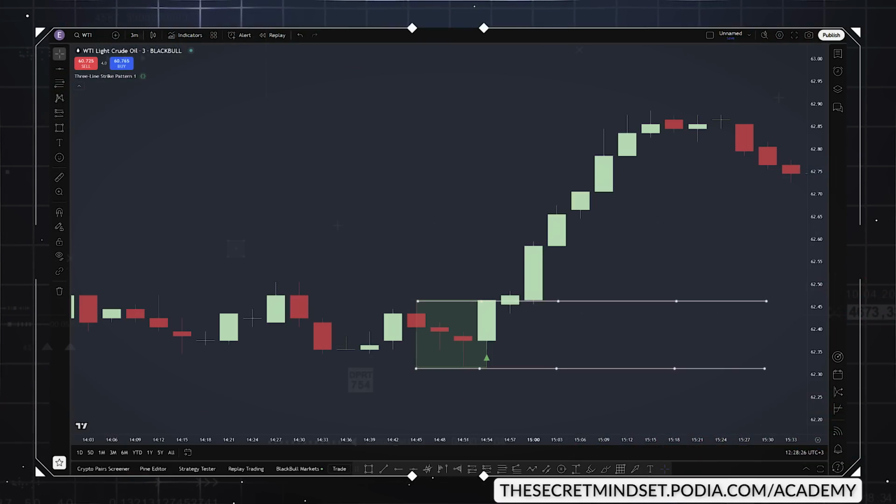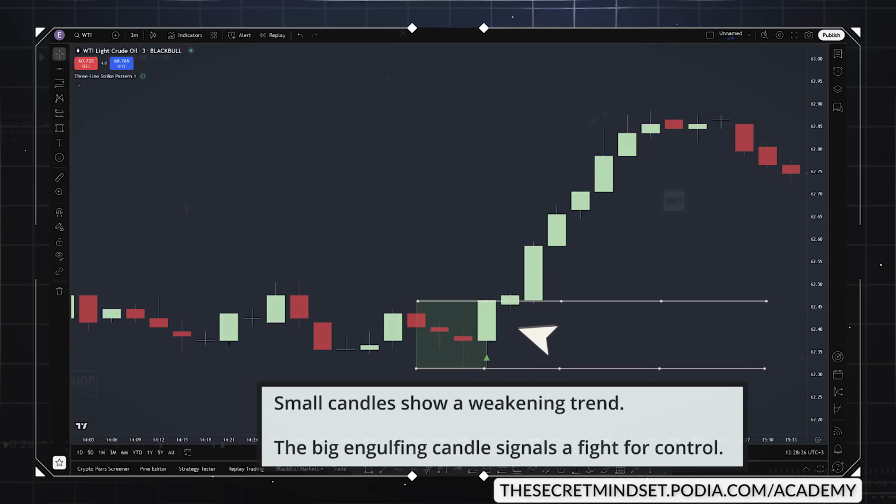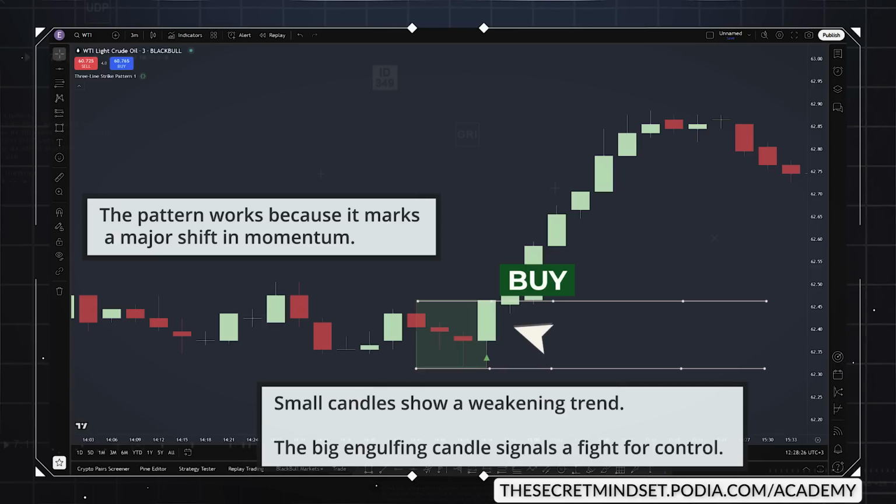The 3-line strike pattern tells a story. Small candles mean the trend is running out of steam. The big candle means a fight for control. This strategy works because the big engulfing candle is a signal that something important has changed. Big traders just made their move, and now the rest of the market reacts. The channel gives you clear levels to watch. You don't need to guess or hope. You just wait for price to show its hand.